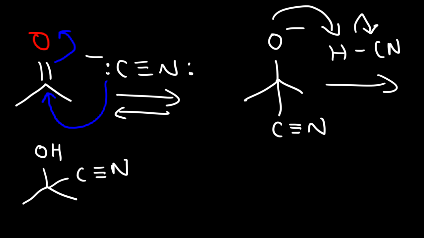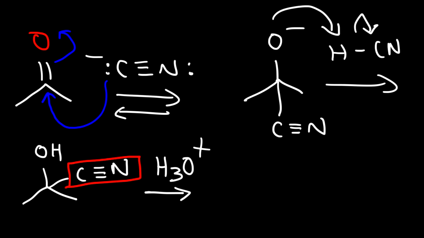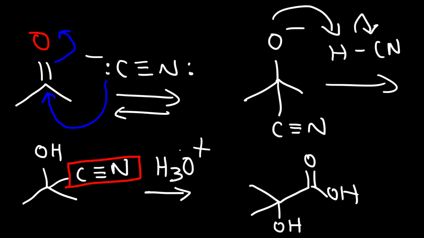So we get a cyanohydrin. Now, if we react the cyanohydrin with H3O+, the nitrile will be converted into a carboxylic acid. And so we're going to get a carboxylic acid. We have an OH group on this carbon, and we have a methyl group as well.